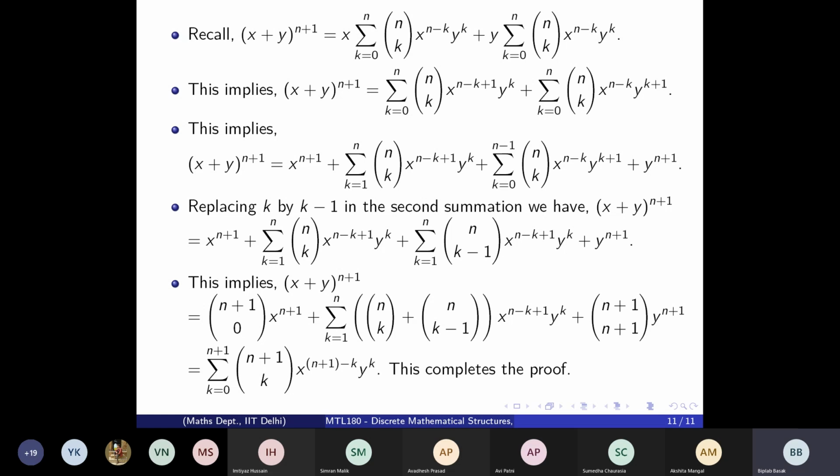Is that fine with everyone? Or do you have any doubt during this lecture? Sir, we can even use a counting argument here, right? Yeah, you can use.